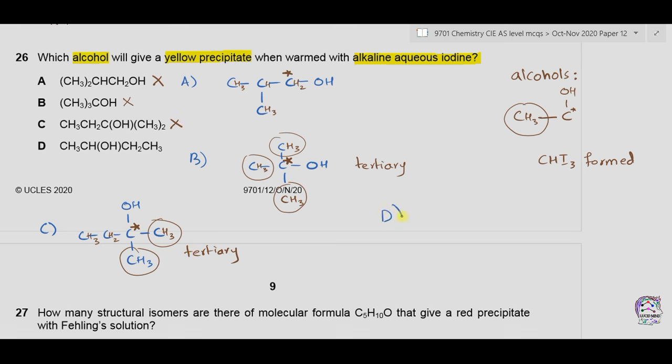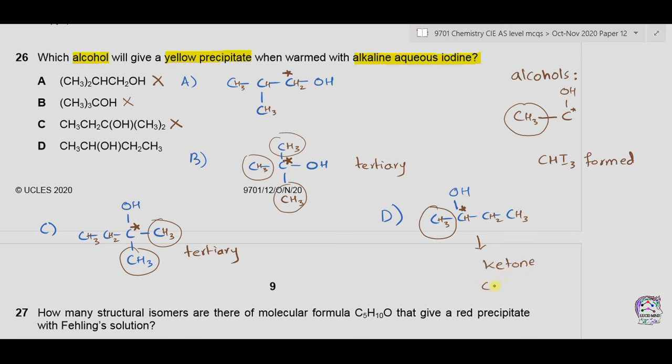Moving towards D. We have 4 carbon atoms in the long chain, and OH group is attached with the second carbon. Putting hydrogens. As we can see that OH is attached to this carbon, which is directly attached with one of the methyl groups, and it is secondary alcohol, so it will oxidize to ketone.